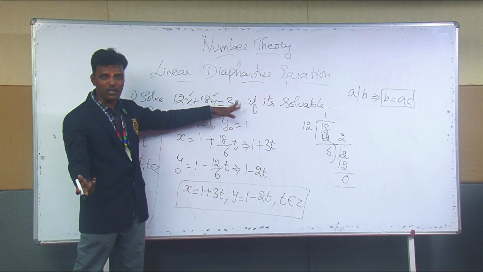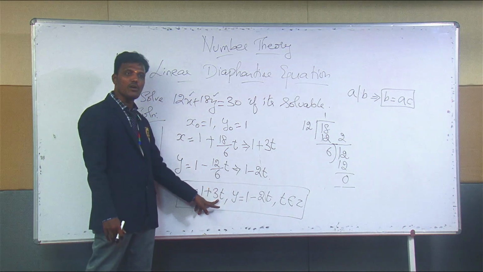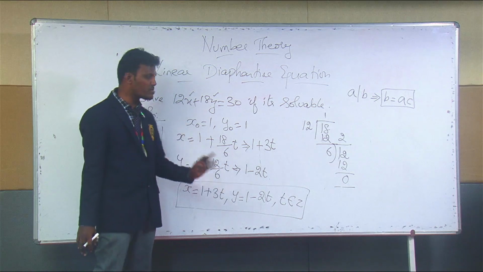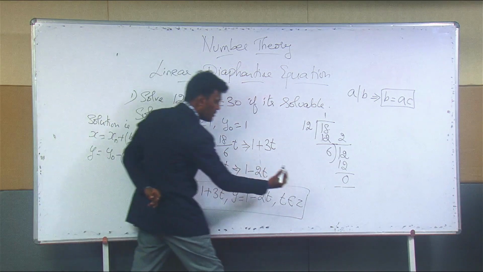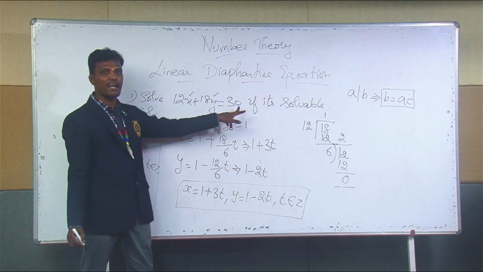So that is the right one, and you can take any other than 1. Suppose you choose the T value as 0, or suppose you take the T value as 1. If you take the T value as 0, it becomes 1 and 1. The right hand side exists.